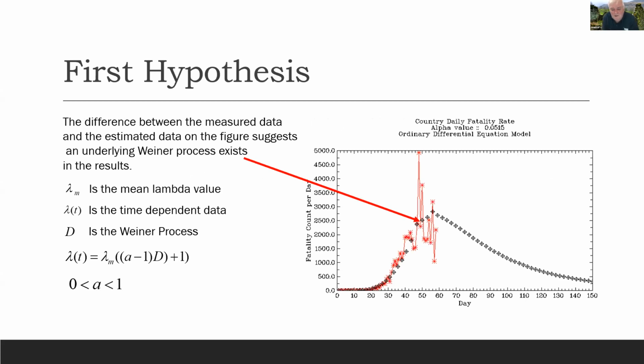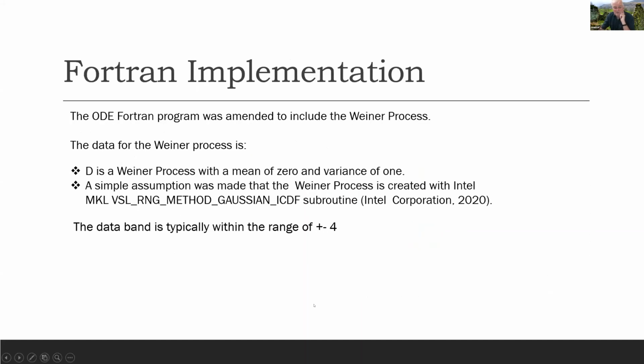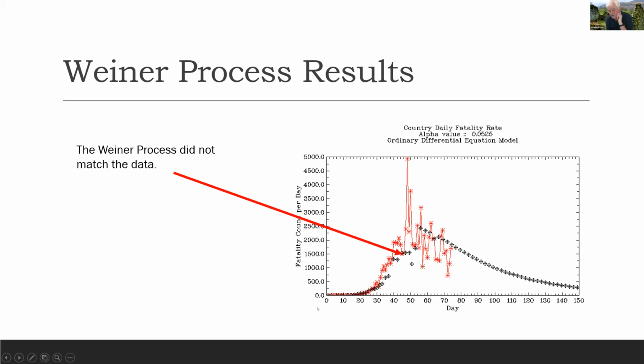So my first hypothesis back in the early days before we got to the peak was that the variation was due to some sort of random process. So I put a simple Wiener process in, and you can see this is the smoothed one. Now you can see the Wiener process does not look anything like the raw data. It brought in some random elements, but the random elements didn't do anything like what I expected.